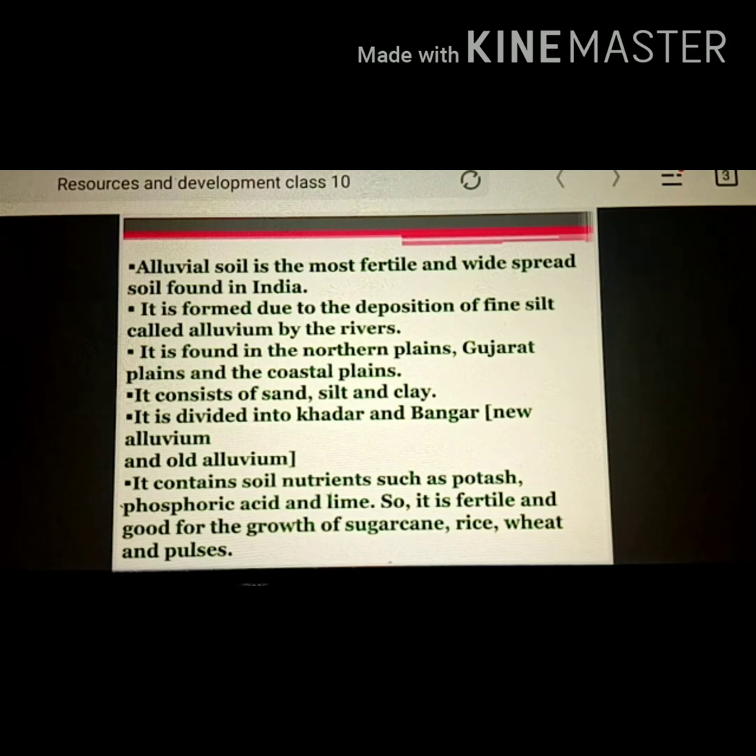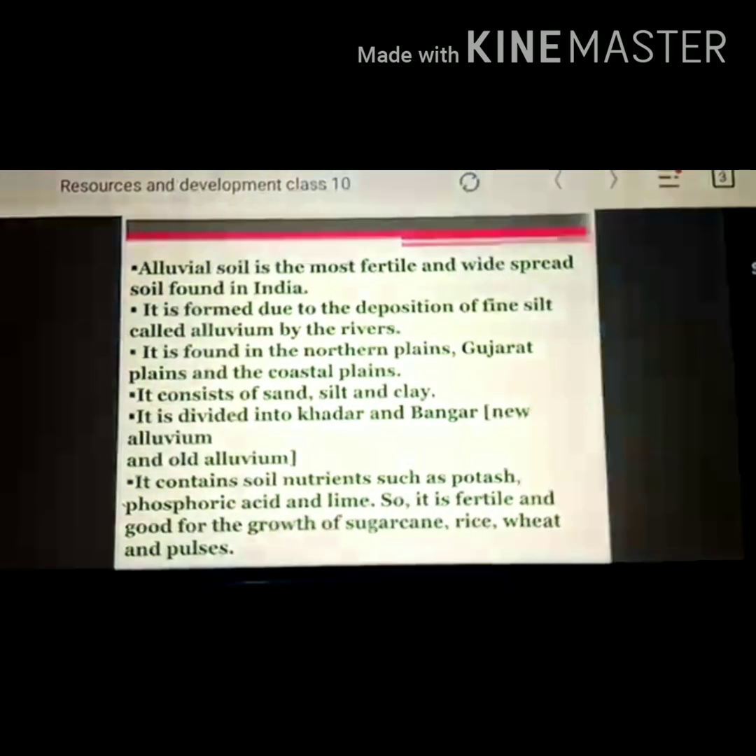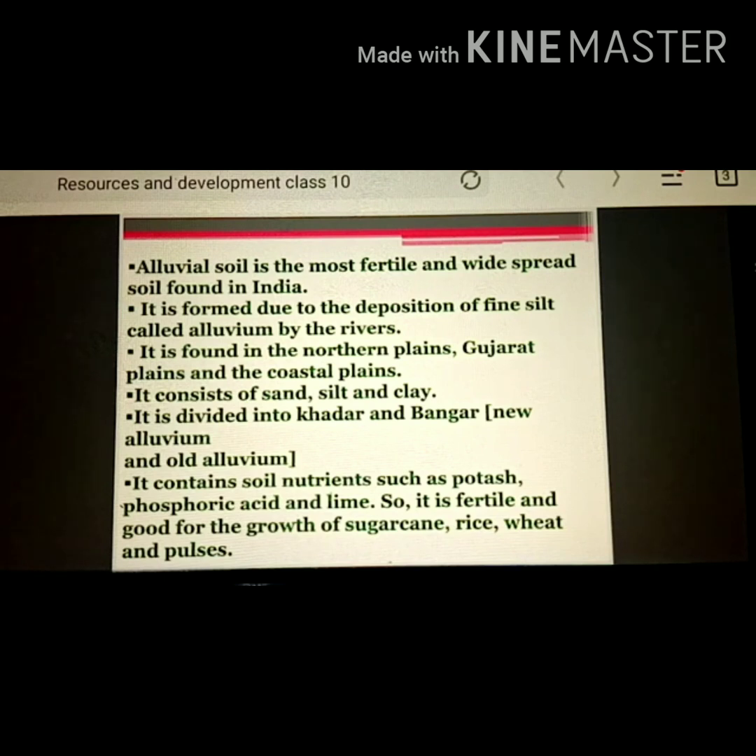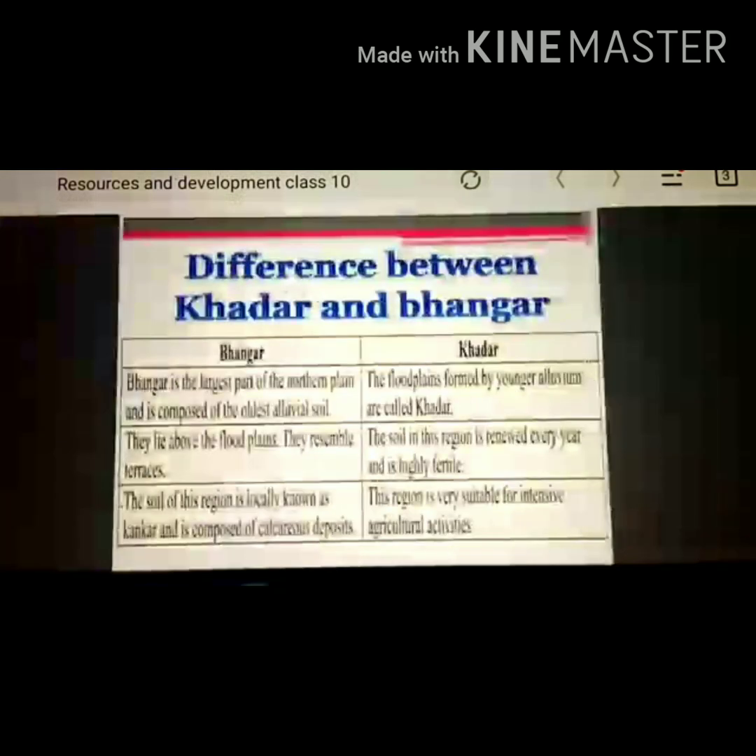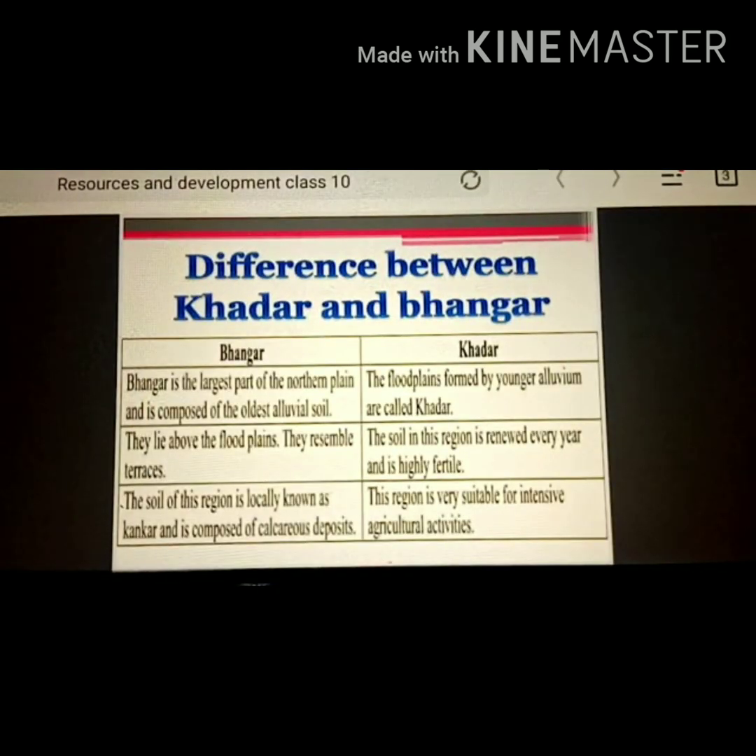It is divided into two categories, that is khadar and bhangar, new alluvium and old alluvium. In short, it is the most fertile soil in India. It is found in northern plain, Gujarat, and coastal plains. It is rich in potash, phosphoric acid, and lime, and it is good for the cultivation of sugarcane, rice, wheat, and pulses. It is divided in two categories, that is new alluvium and old alluvium, that is bhangar and khadar.